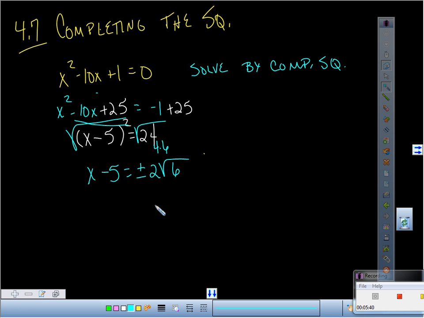Thank you. Alright, now what do I do? Add 5 to both sides or move it over, whatever you want to say. Just think if you move it over that you change its sign. Okay? And so x is equal to, where does that always go? In the front. Put it in the front, put it in the back. Okay? So 5 plus or minus 2 square root of 6. Everybody remember that?